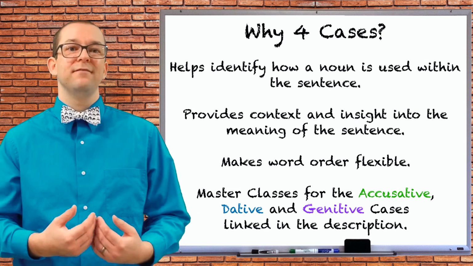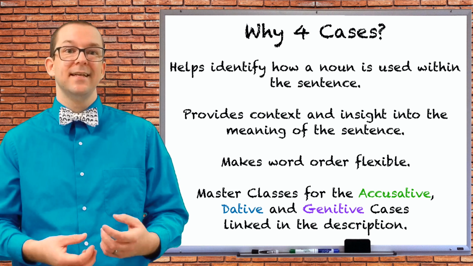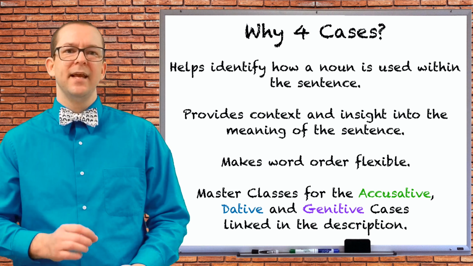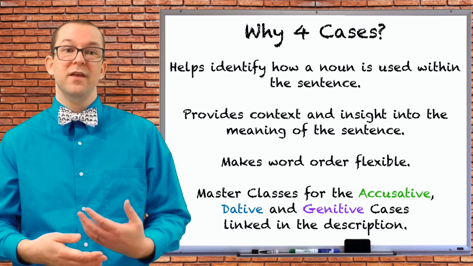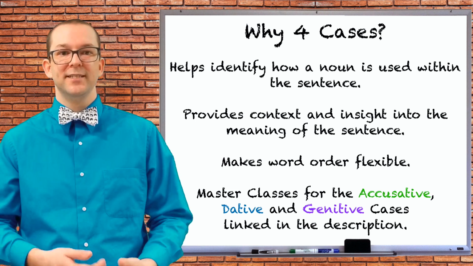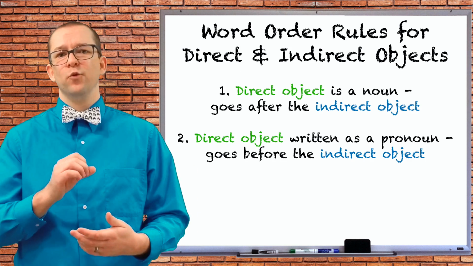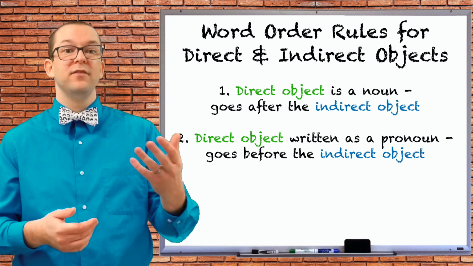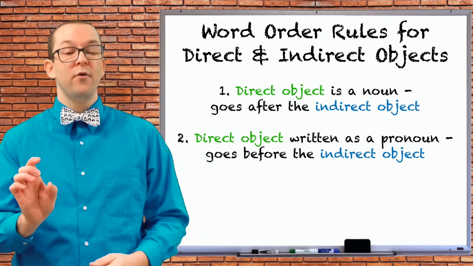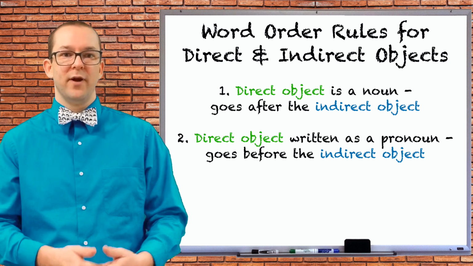Cases help us to identify how a noun is being used, which provides context and insight into the meaning of the sentence. It also means that German is much more flexible when it comes to word order than other languages, such as English, for instance. When it comes to direct and indirect objects, the basic rules are simple. If the direct object is a noun, it goes after the indirect object. If it's a pronoun, the accusative object, the direct object, goes before the indirect object.